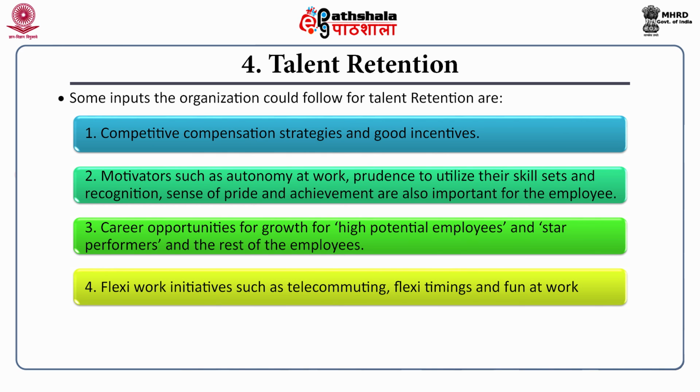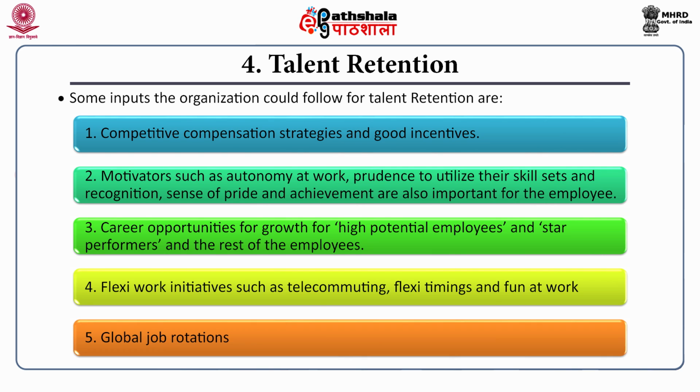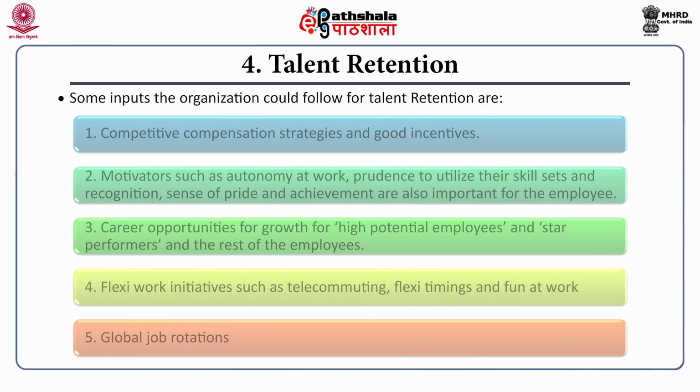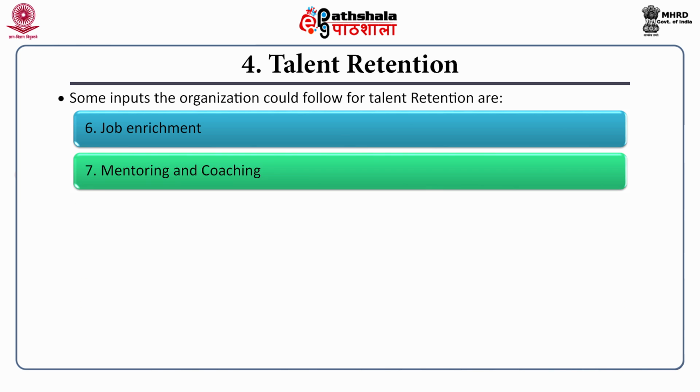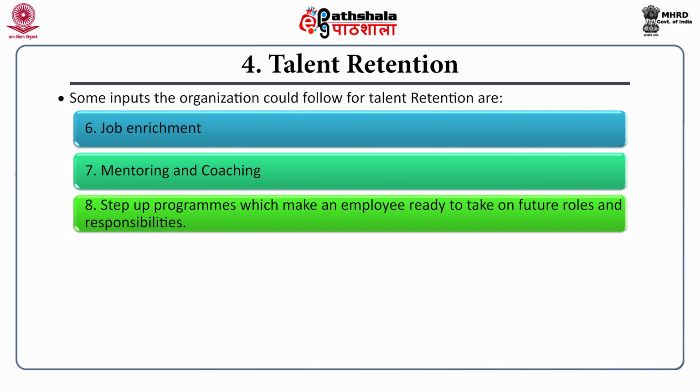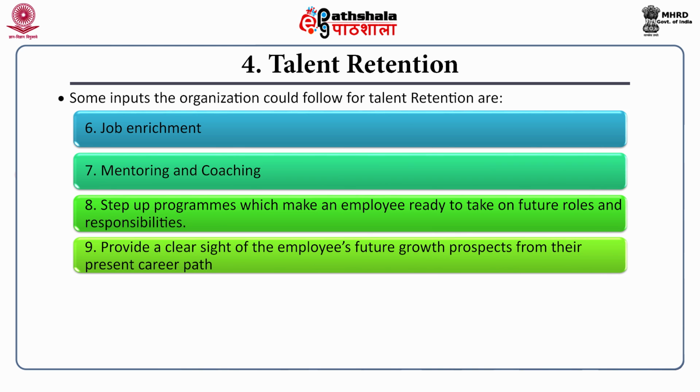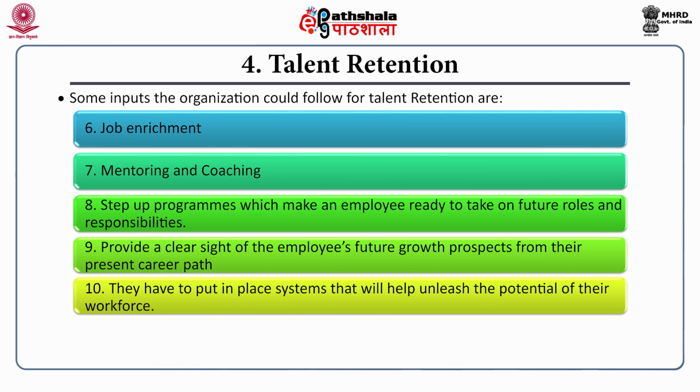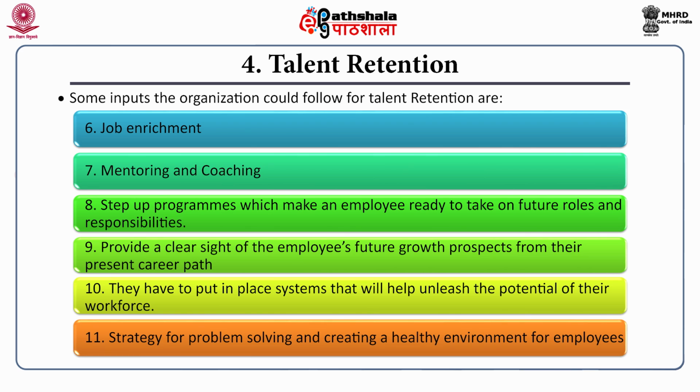Fourth is flexi work initiatives such as telecommuting, flexi timing and fun at work. Fifth is global job rotations. Sixth is job enrichment. Seventh is mentoring and coaching. Eighth is set up programs which can make employees ready to take on future roles and responsibilities. Others are to provide a clear sight of the employee's future growth prospects from their present career path. They have to put in place systems that will help unleash the potential of their workforce. Next is strategy for problem solving and creating a healthy environment for employees.